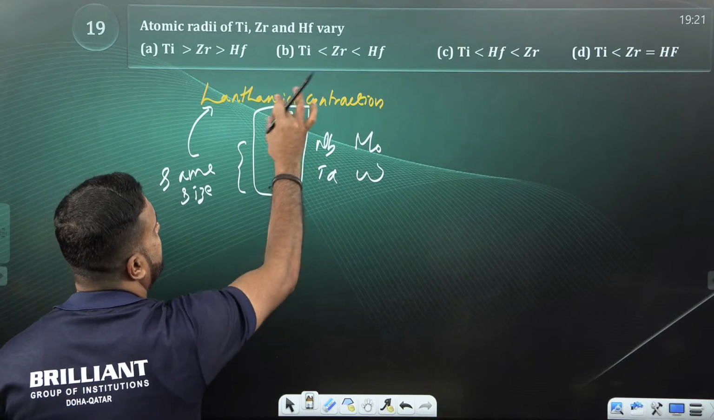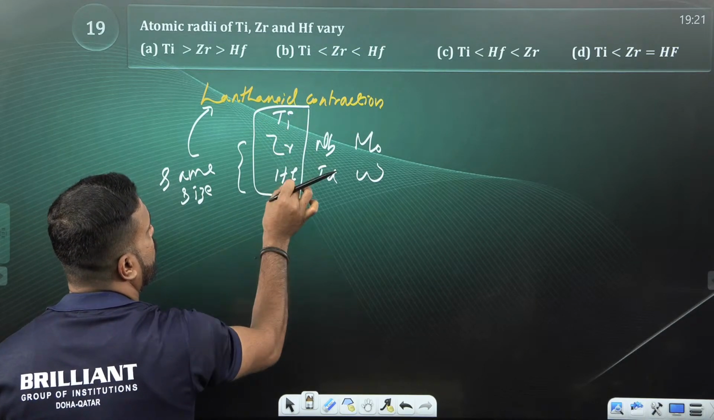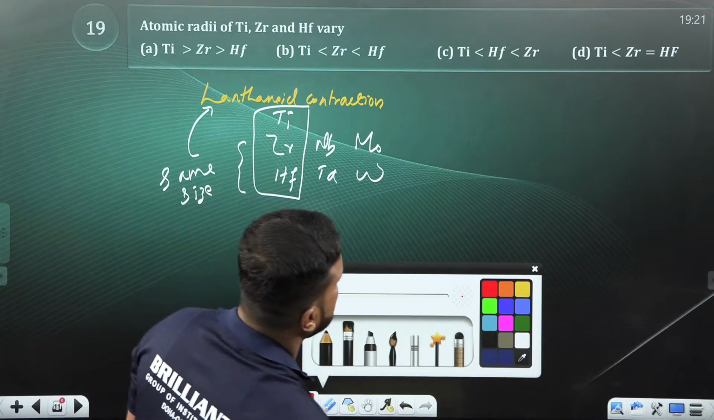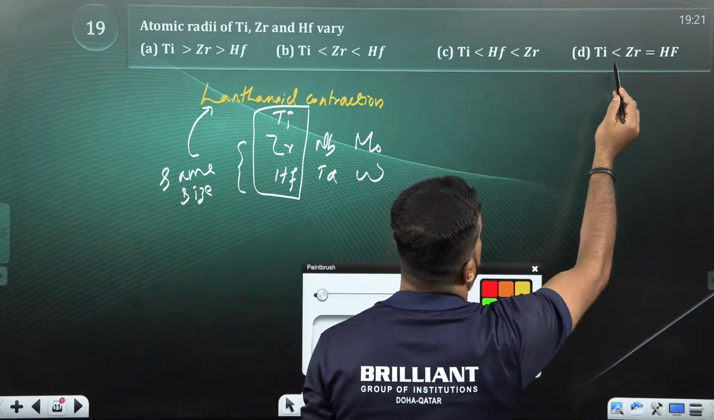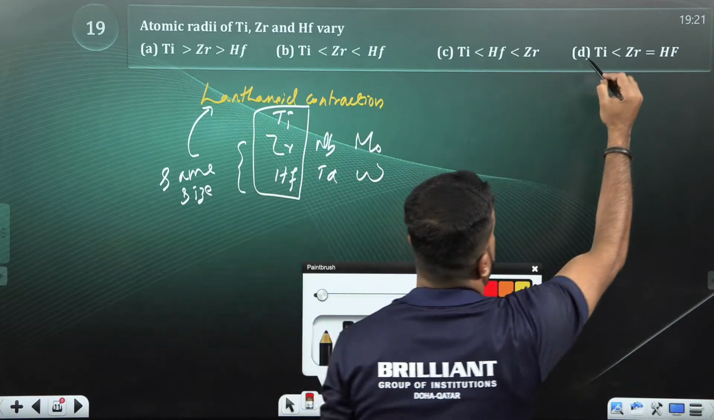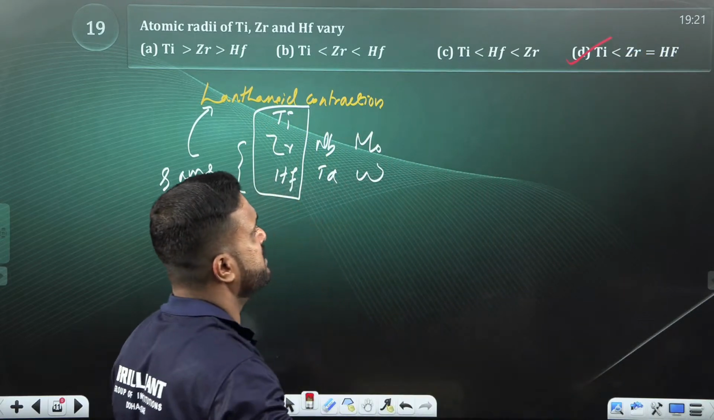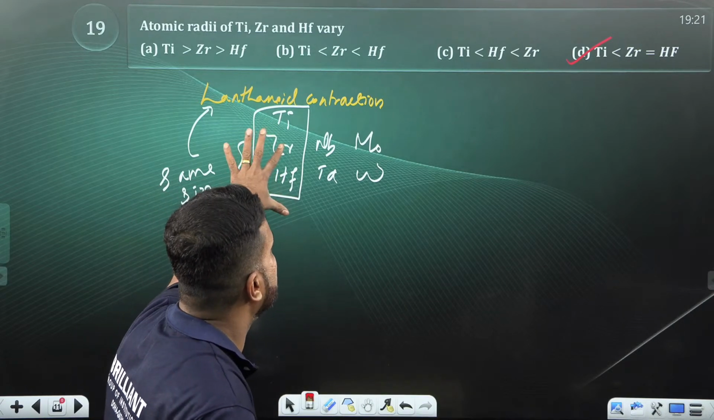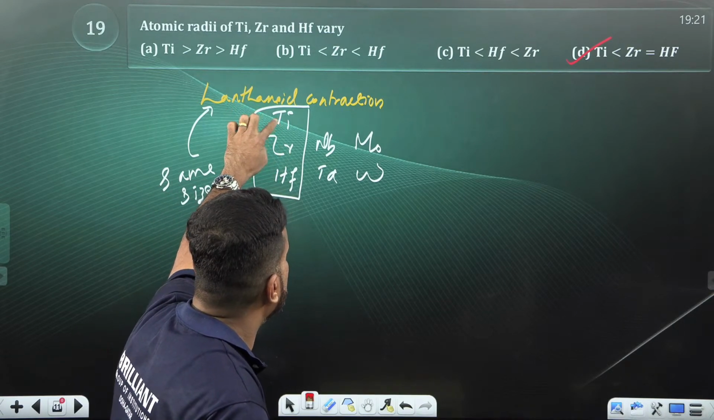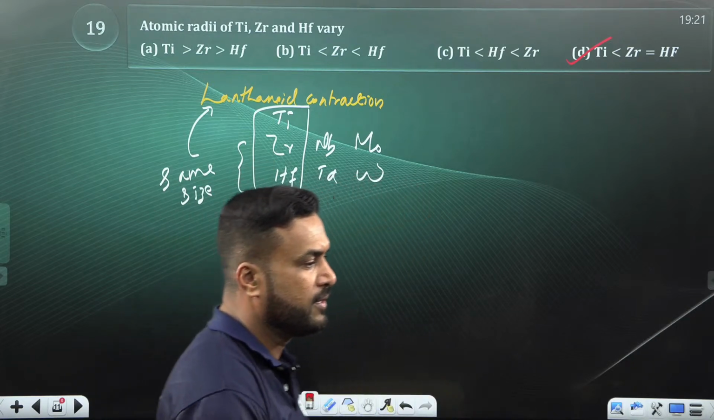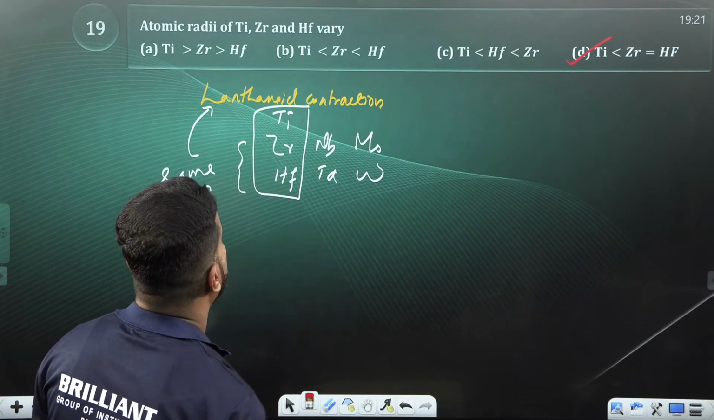So titanium is bigger than zirconium, while zirconium and hafnium have the same size. So the correct option is that zirconium and hafnium have the same size. Titanium is above zirconium, and going below, the size anyway increases. So titanium is smaller, but zirconium and hafnium have the same size. Hope you got it. That is the application of lanthanoid contraction.